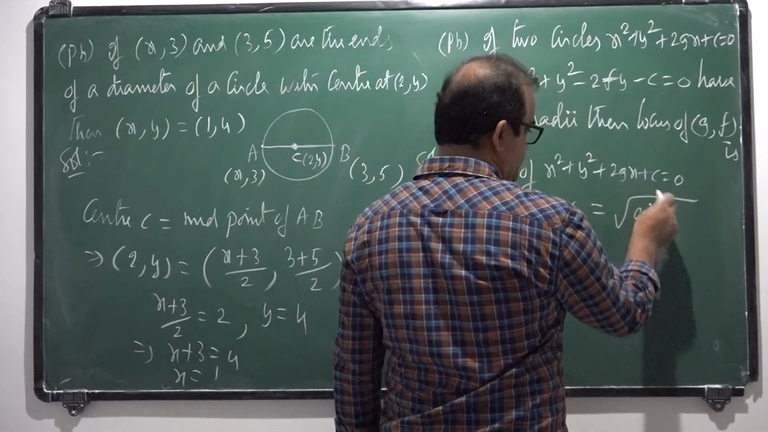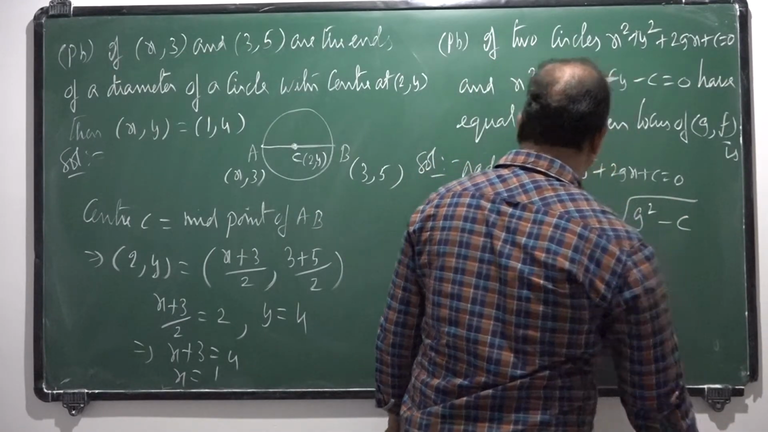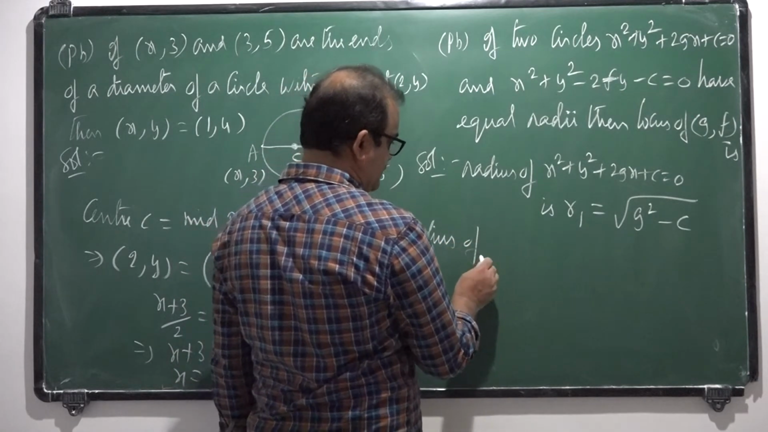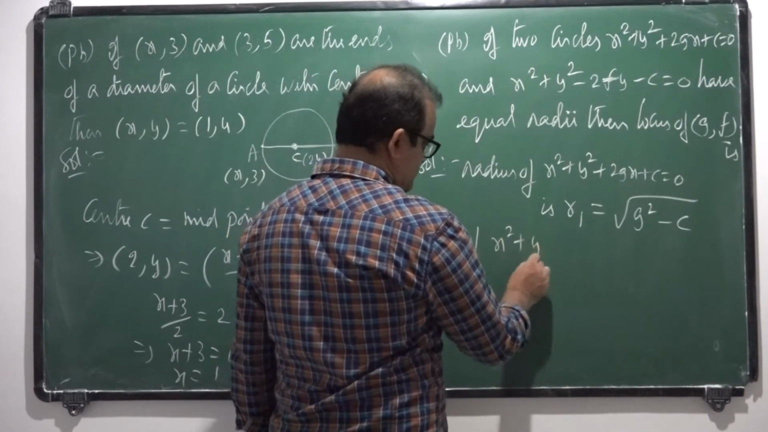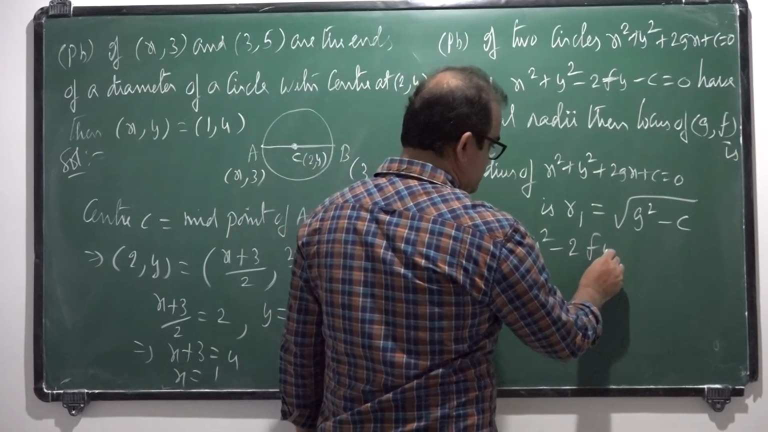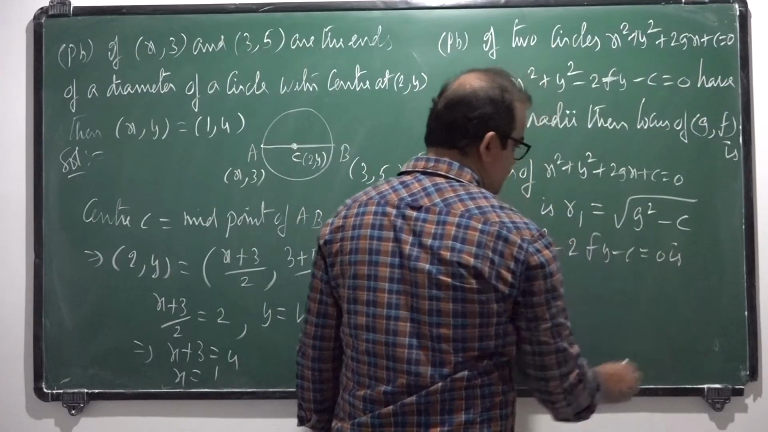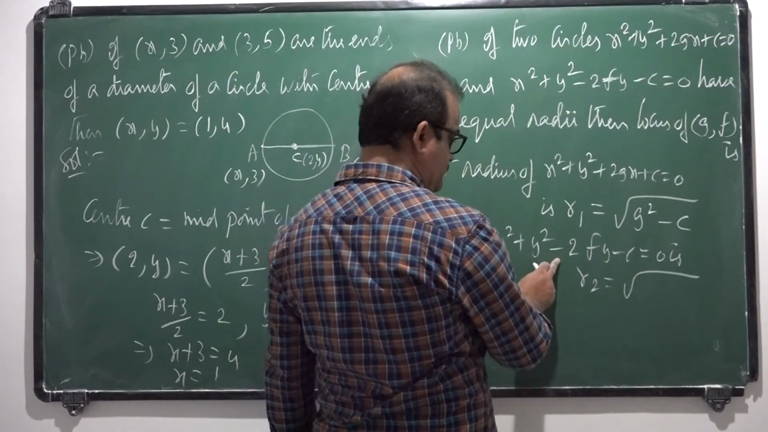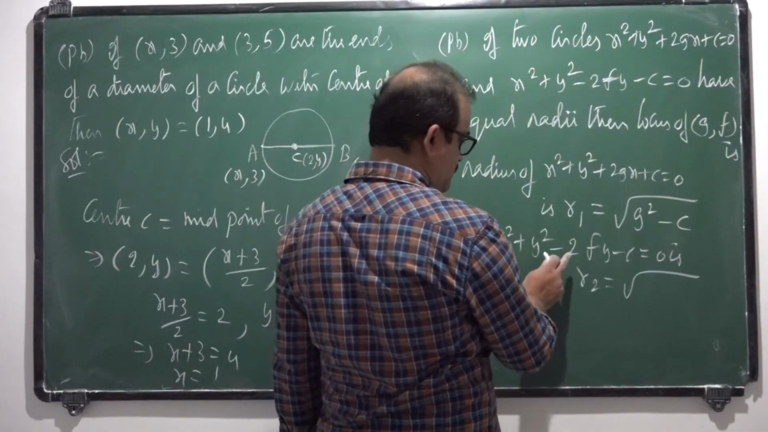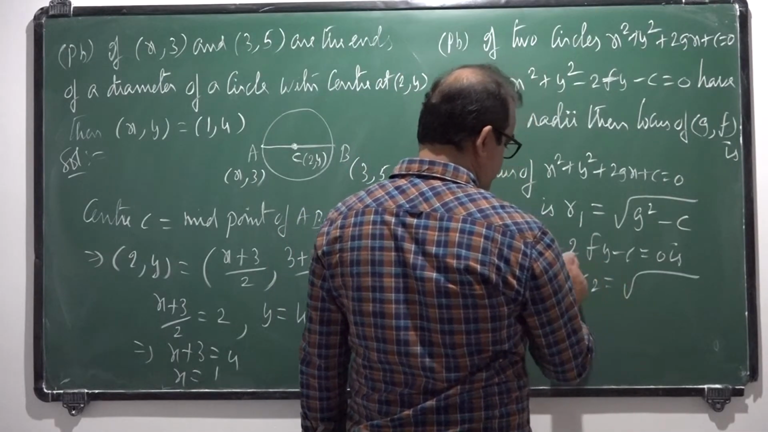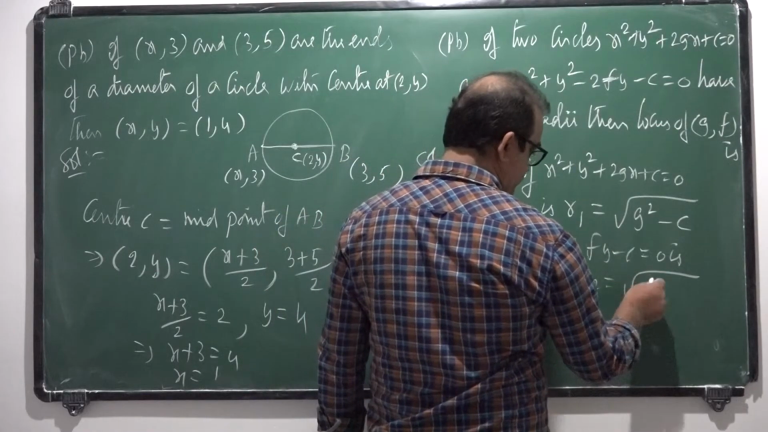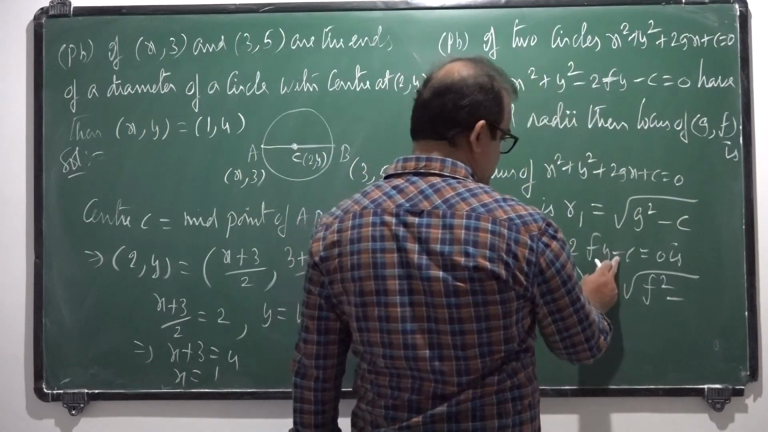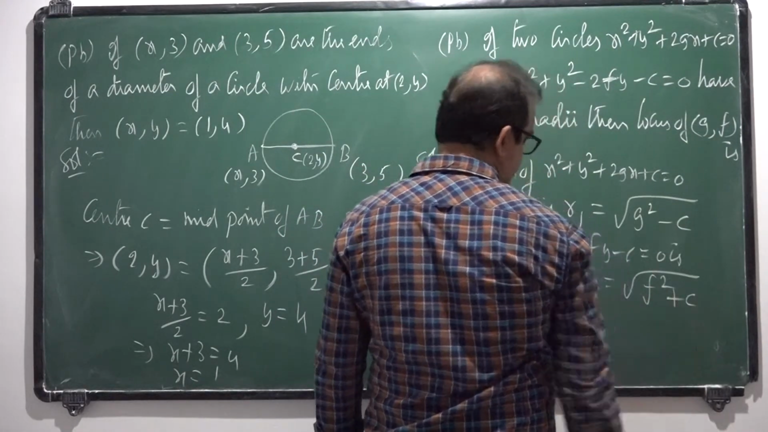There is no y coefficient here, so f value is 0. Next, the radius of the second circle, x square plus y square minus 2fy minus c is equal to 0, is r2 is equal to root of g square plus f square minus c. Here there is no x coefficient, so g is 0, f is minus f, so f square, minus c is minus c, so we get plus c.